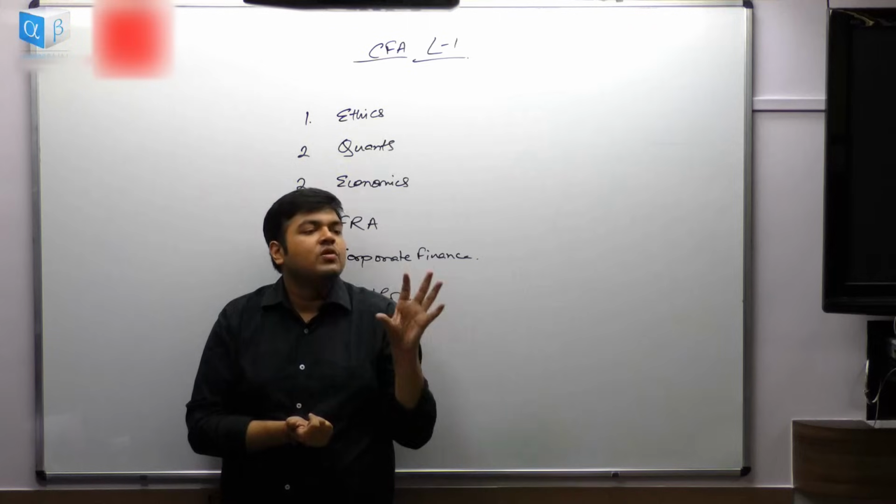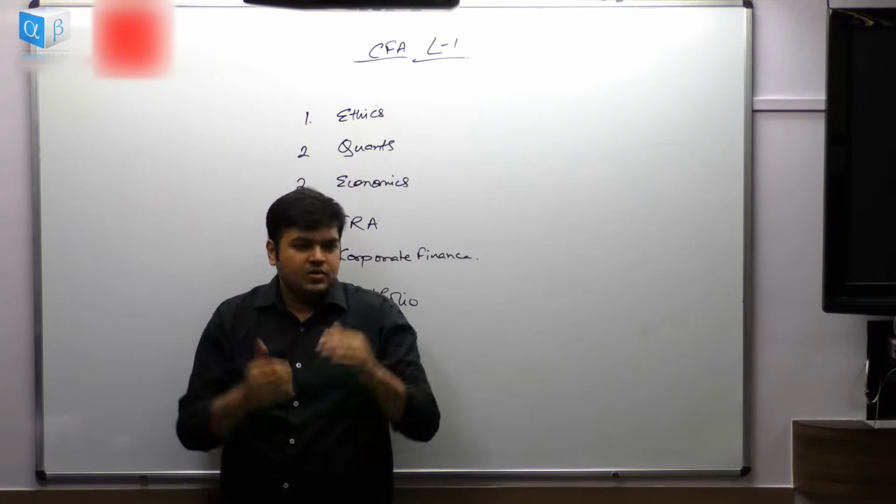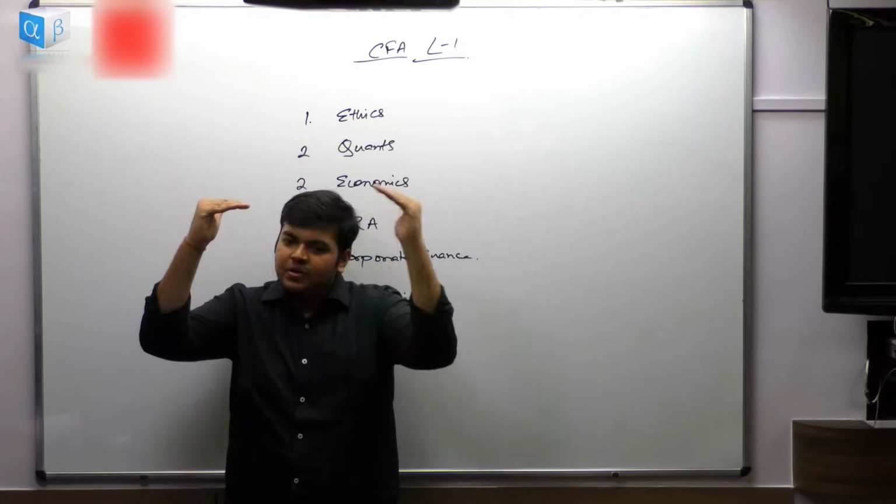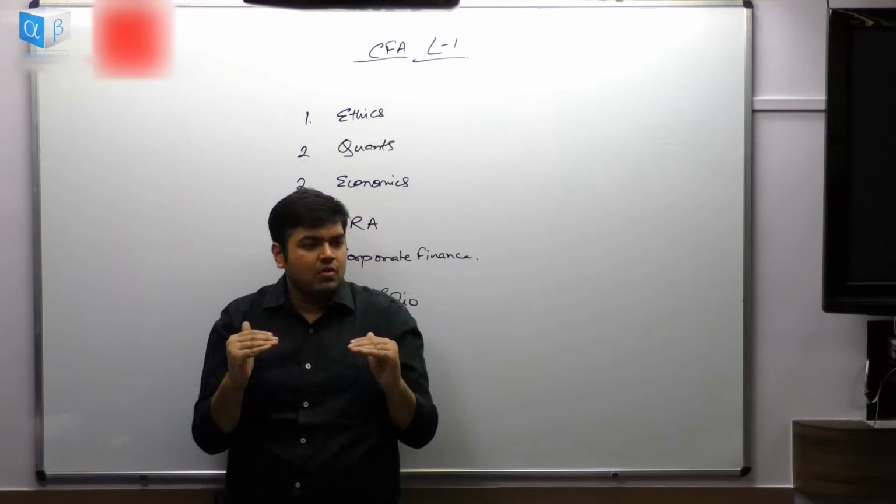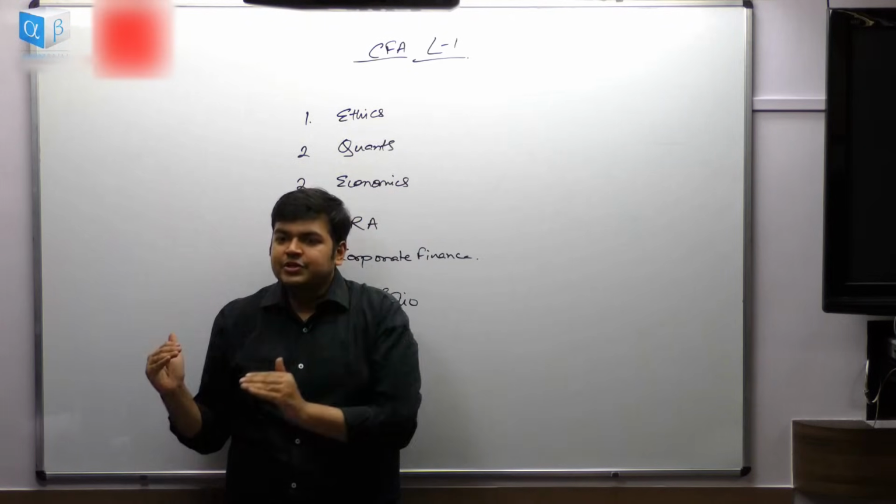So let's say my portfolio is equal to stock A plus stock B. So if I'm investing, if stock A goes up, stock B goes up. If stock A goes down, stock B goes down. So my portfolio moves in this fashion.